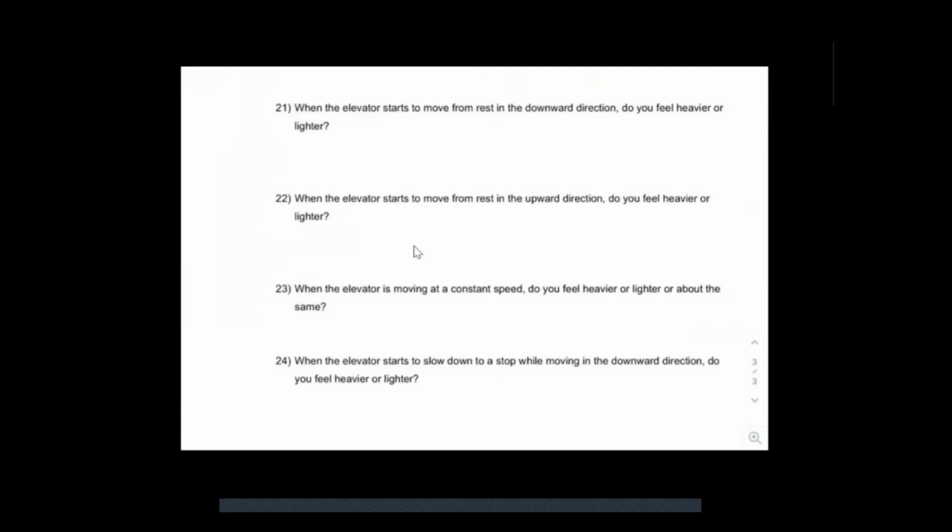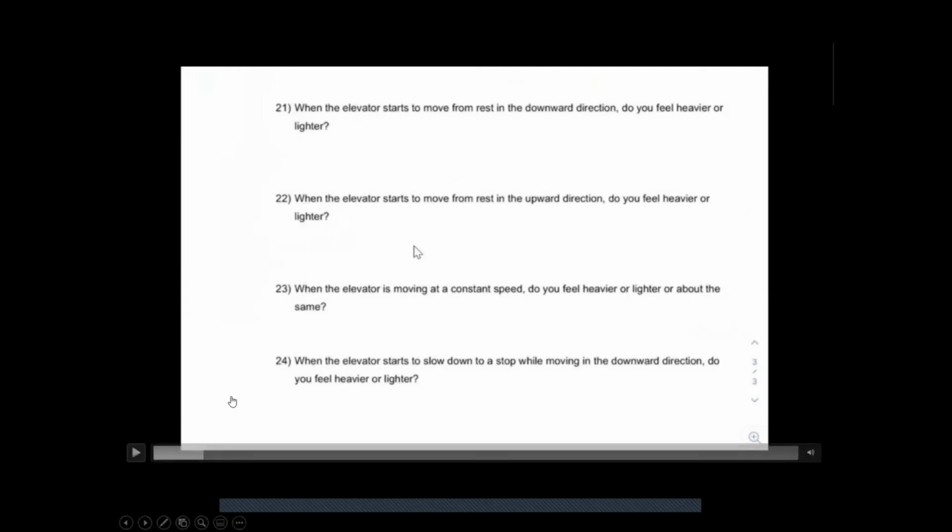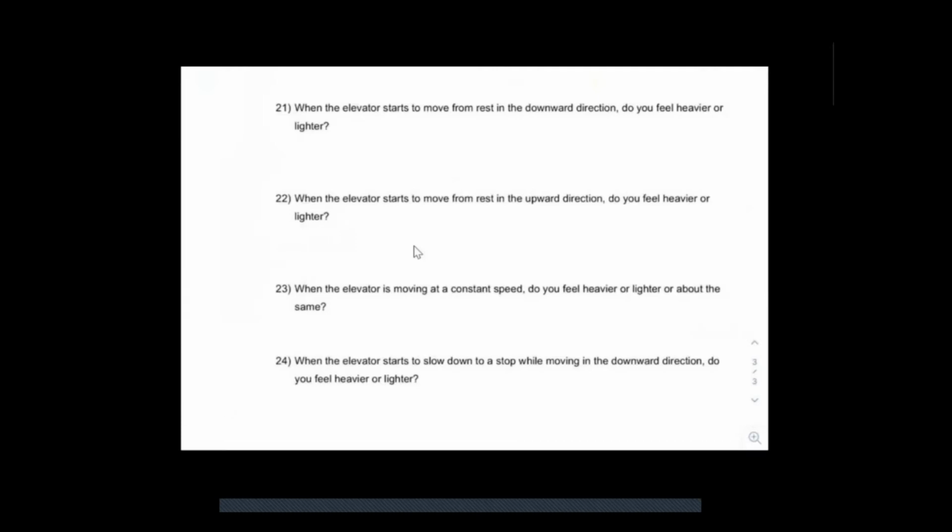So once again, the answer is inertia. When the elevator is moving at a constant speed, there's no change of motion. Your mass is simply maintaining its initial motion, so there's no resistance at that point to change of motion. As a result, the reading you get from a scale is identical to your actual weight. 24 is straightforward, because we covered this from every single angle possible. And so now the elevator is slowing down to a stop while it's moving in the downward direction.